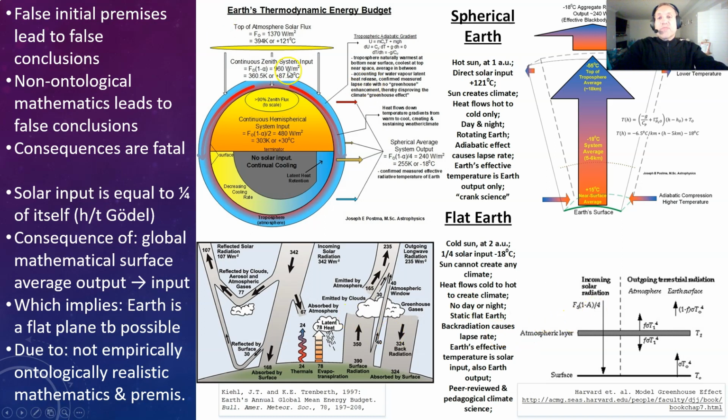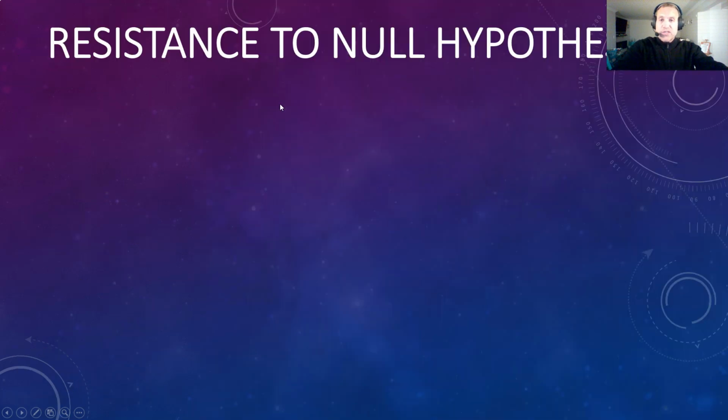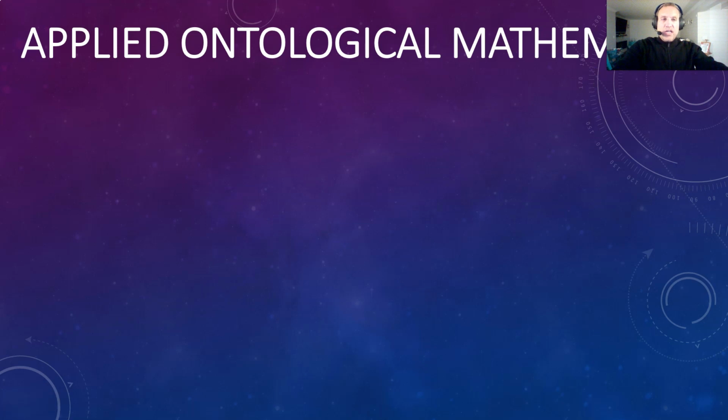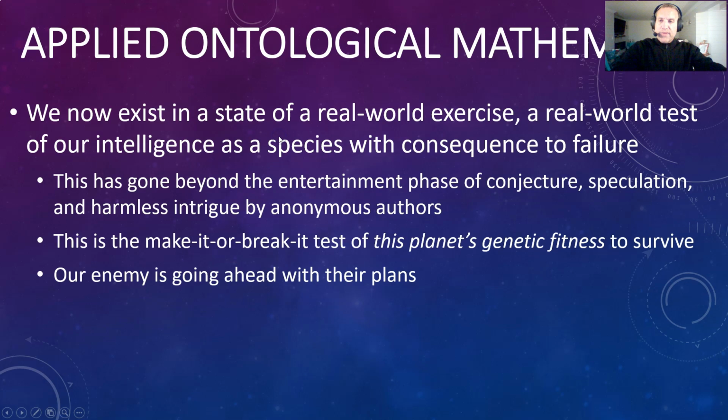Okay. With a spherical Earth, you do not need to postulate a greenhouse effect to create the climate because the sun is strong enough to create the climate itself in the first place with its primary forcing. Okay. So applied ontological mathematics. This is applied ontological mathematics.